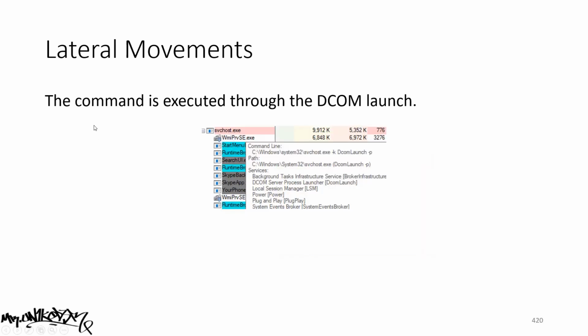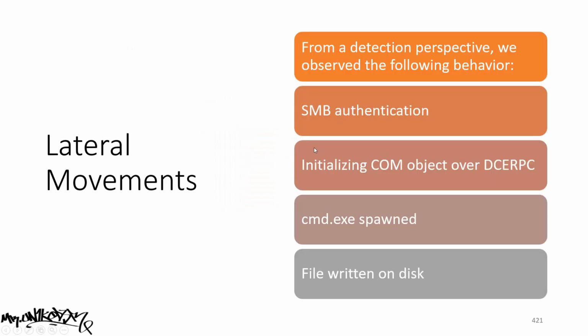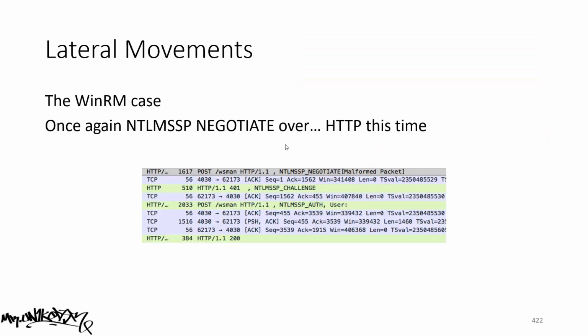And if you look at the command that is executed through DCOM, it's pretty limited. All you're going to see most of the time is that the DCOM launcher was actually initialized, which is not always present by default. So that could be an indicator that someone is trying to do some DCOM over the network. From a detection perspective, we have once again SMB authentication, initializing a COM object over DCERPC, CMD being spawned, and a file written to disk.